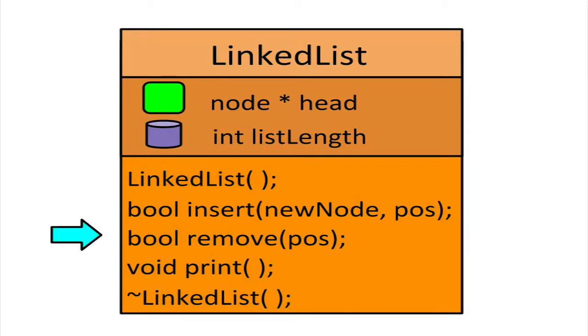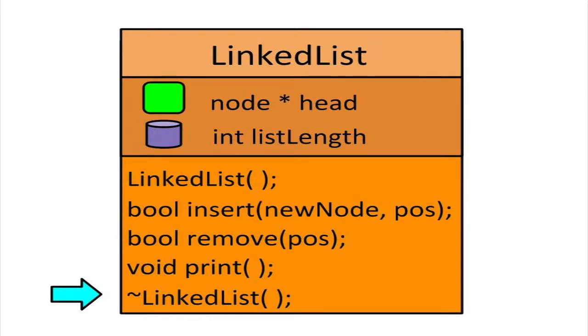We will also have a corresponding remove method. This will delete nodes from the list. At some point, it will be useful to see the contents of the list, so we will make a print method. And finally, we need a destructor method to deallocate any memory used to create this linked list.